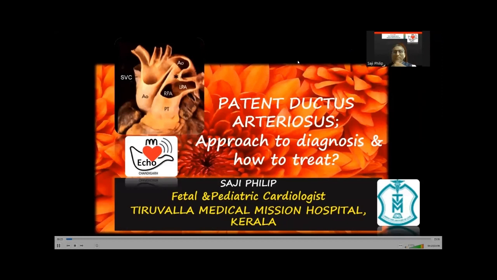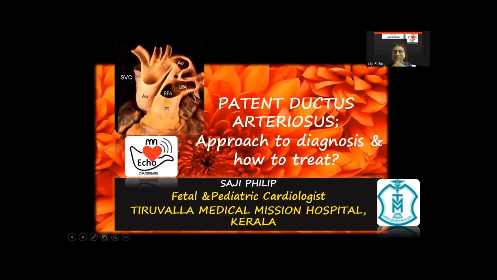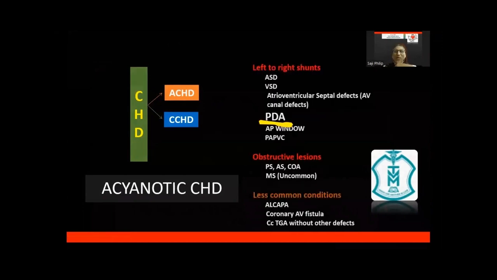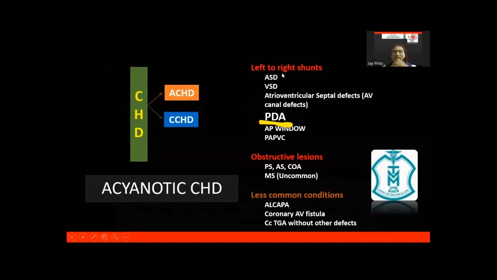For knowing the PDA, it is very important to understand the fetal pathology and the fetal circulation. So the classification, I have already mentioned in the first class on ASD. Here the left to right shunt example is a PDA. It is the commonest one, 5 to 10% of congenital heart disease are PDA. So I'll be dealing with this patent ductus arteriosus within 20 minutes.